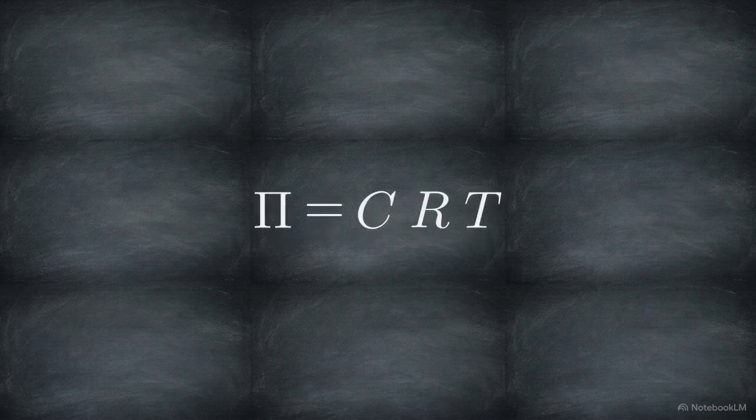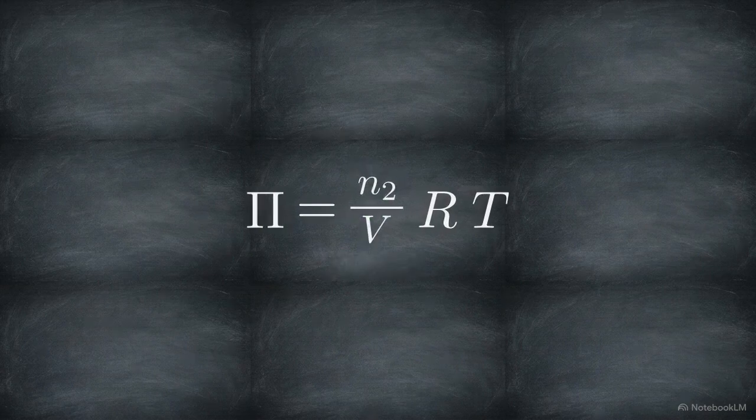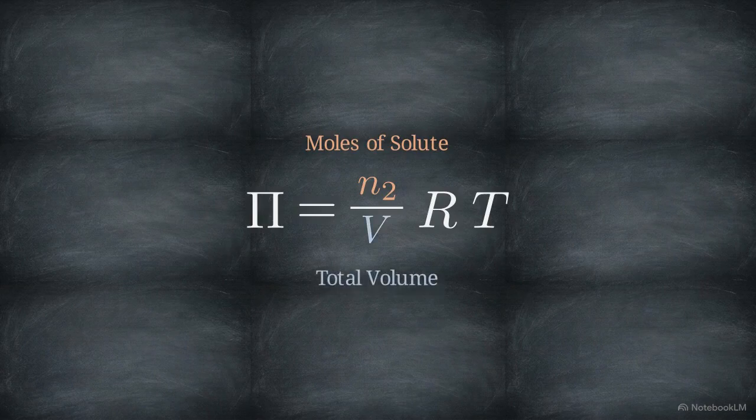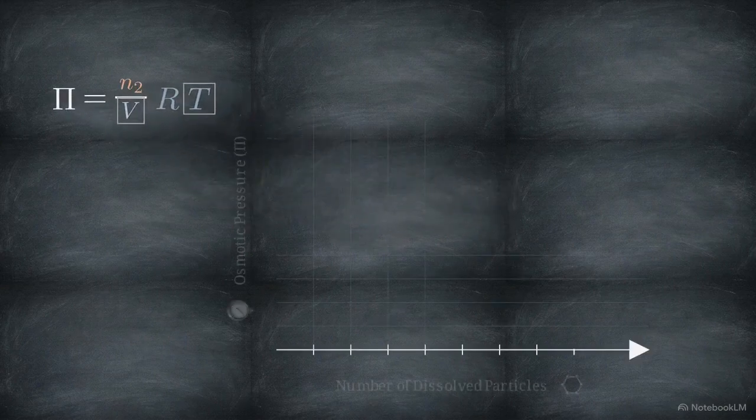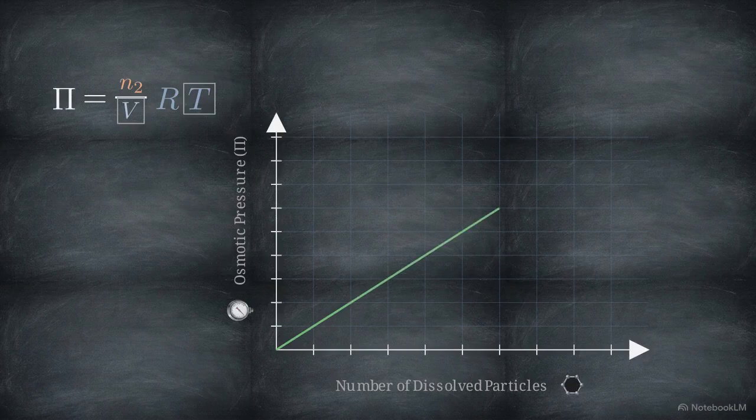For dilute solutions, this physical relationship translates into a clean mathematical equation: pi equals CRT. The critical variable here is C, which stands for molarity, the total concentration of the solution. Mathematically, molarity breaks down into the number of moles of solute, represented by n2, divided by the total volume of the solution, V. The remaining components are standard constants. R is the universal gas constant, and T is the absolute temperature measured in Kelvin. If you hold the temperature and the volume constant, the equation reveals a simple, linear relationship. The osmotic pressure rises and falls in exact proportion to the number of dissolved particles.